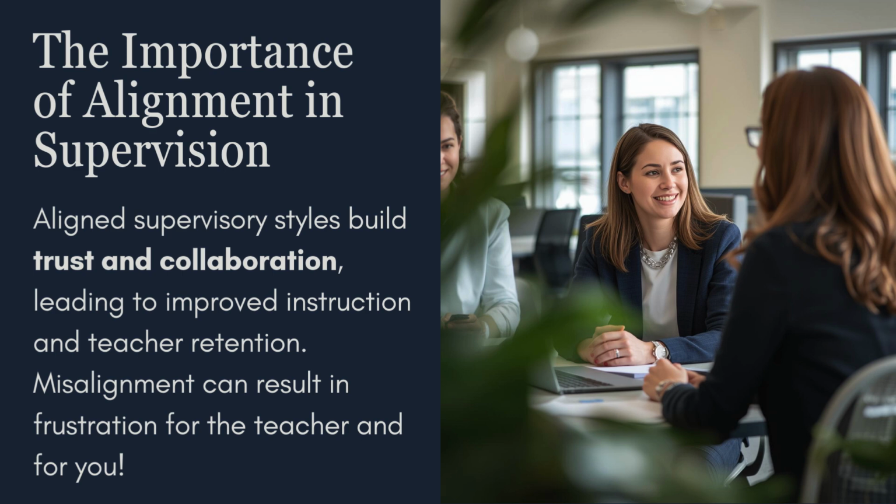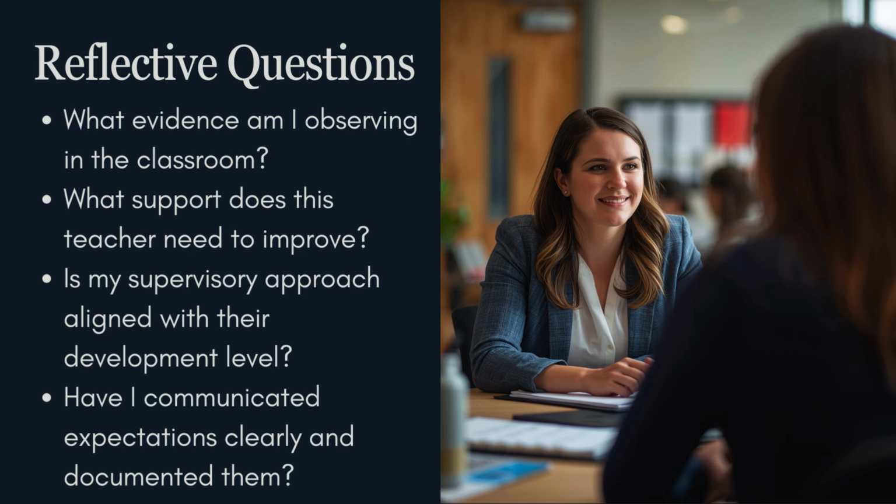As we think about these things, I want you to think about what you are observing in the classroom. What am I seeing? Diagnose it. What support does the teacher need to improve? What's the prescription? And then, is my supervisory approach aligned with their development level? Am I using the right supervisory approach? Am I using directive when I should be using collaborative? Am I using collaborative when I should be using non-directive? And then, have I communicated my expectations clearly with them, and have I documented them?